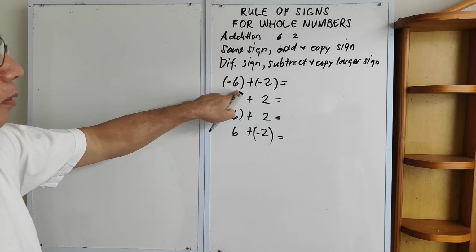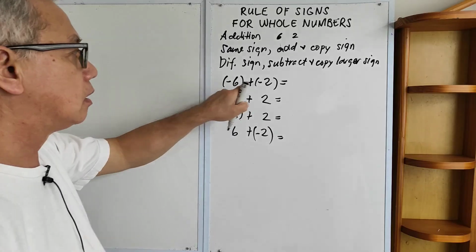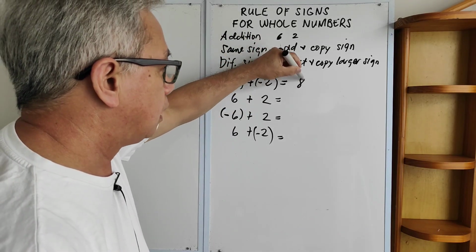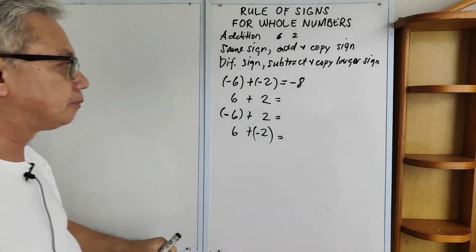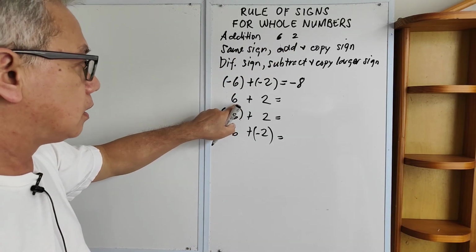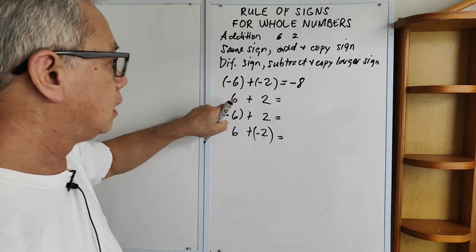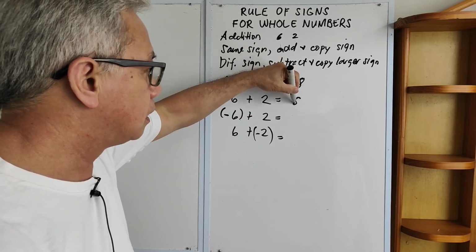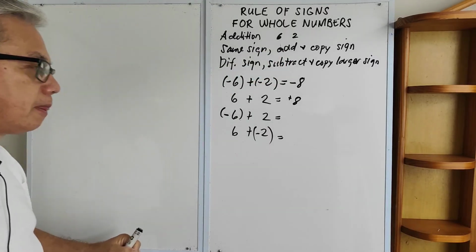So this is both negative, so they have the same sign. We add and copy the sign. So we add 6 and 2, so it will be 8. Copy the sign, will be negative 8. This one, 6 and 2, they have the same sign. So we add 6 plus 2 is 8, and then copy the sign. They're both positive, so that's still positive.